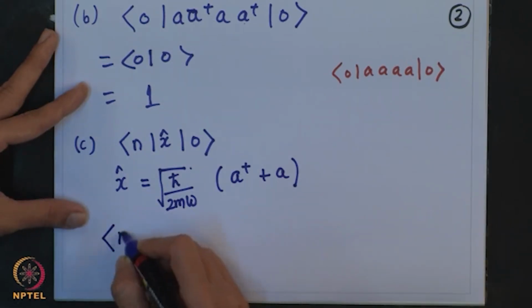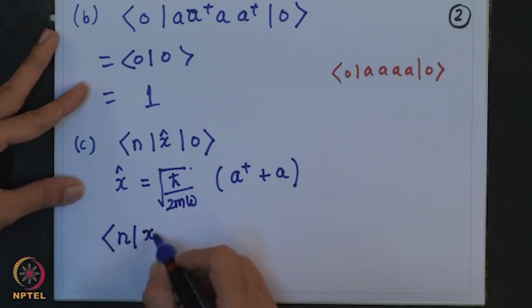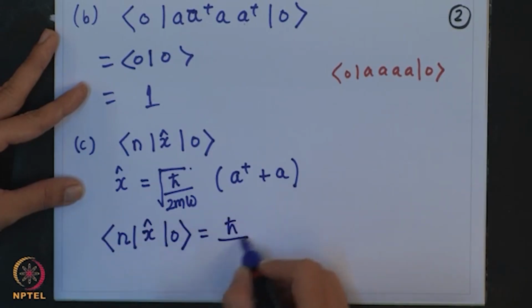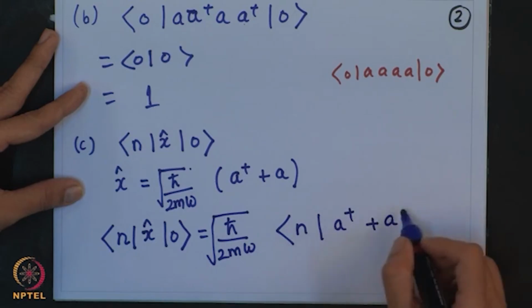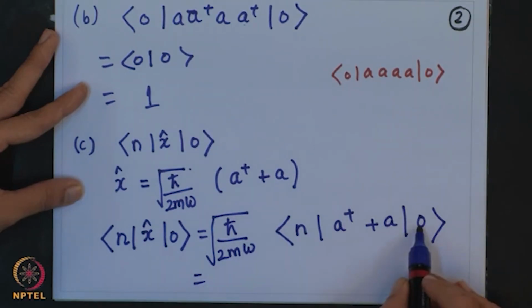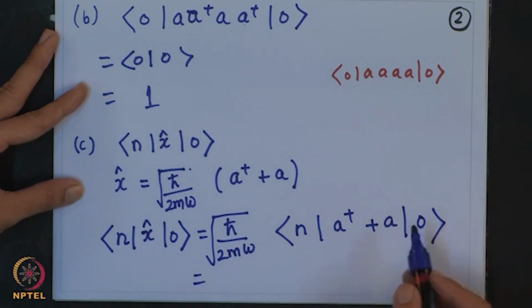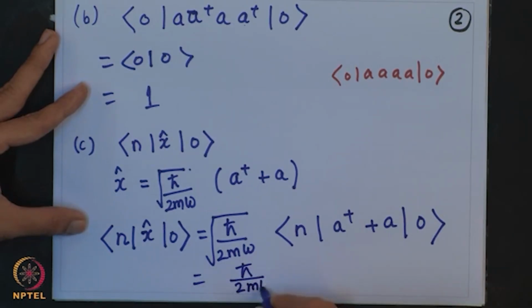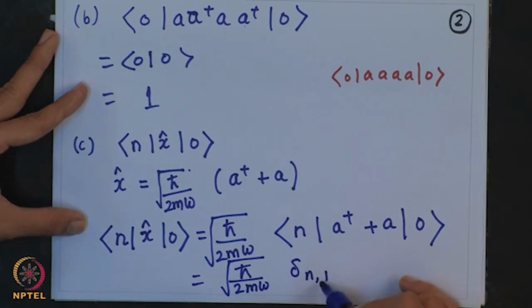So, here n is the nth state, bra n, and I have a constant term. So, the inner product of n with x on 0 will be the square root of h cross upon 2 m omega times the inner product of n with A dagger plus A on 0. You can easily see that when you operate A on 0, you will get 0. This term will not contribute. This term will give you the next excited state. So, your answer would be delta n comma 1, because if n is 1, then you will have a non-zero result, you will get 1. If n is any other number except 1, then you will have a 0 result.